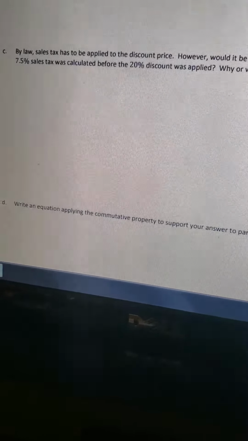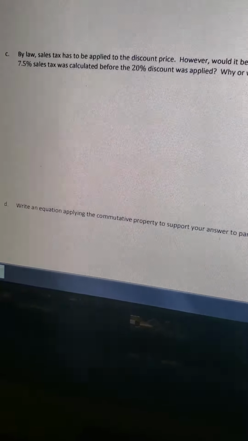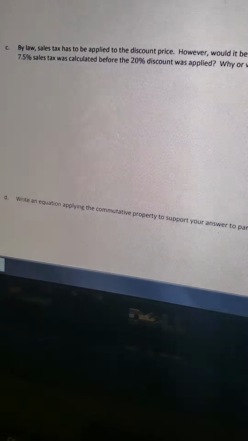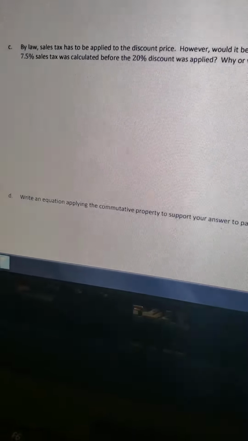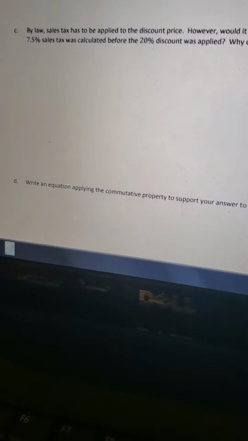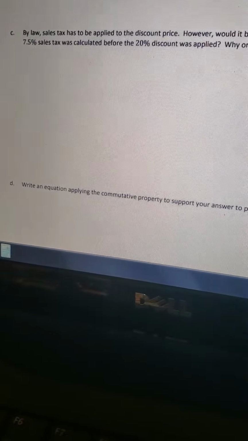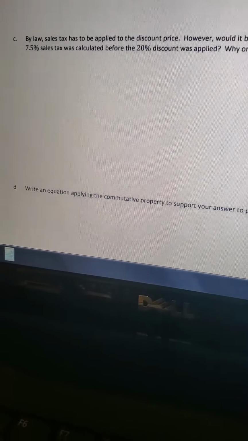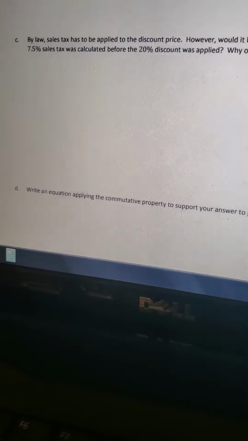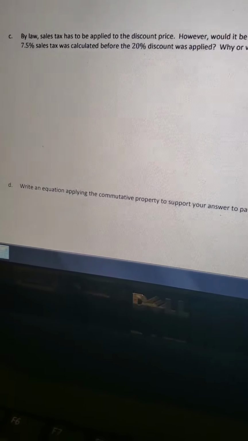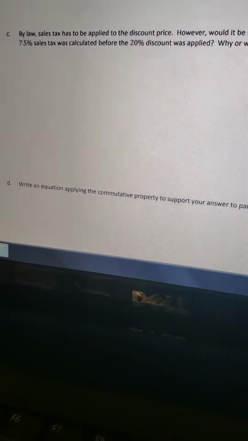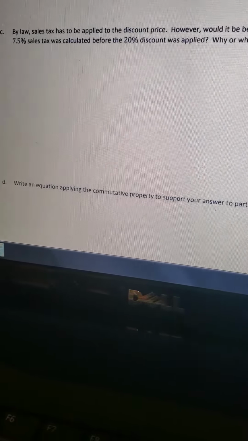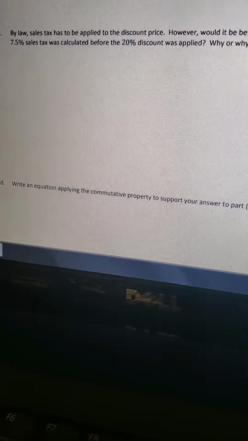Okay, so to do this, you're going to do this two ways. Take your original, or the discounted price, which is $16,000, and multiply it by the sales tax to figure out what the price is plus sales tax. Then with the regular price, the $20,000, multiply that by the sales tax, and then take the 20% discount and figure out which one is better.